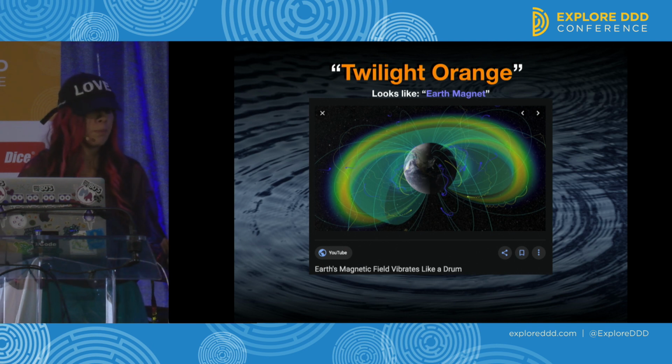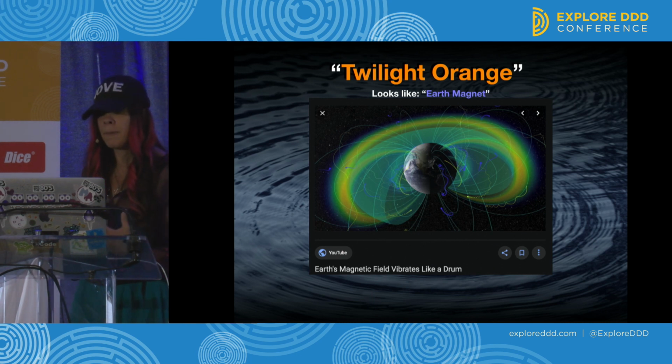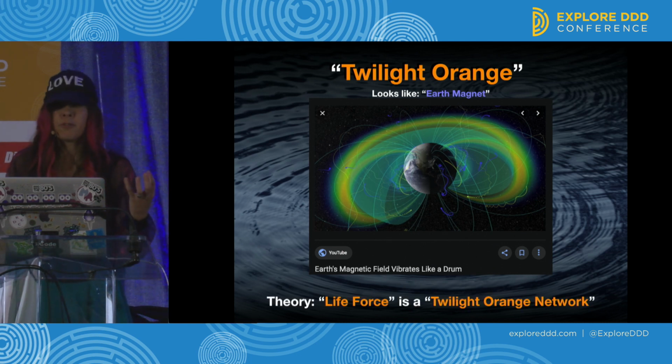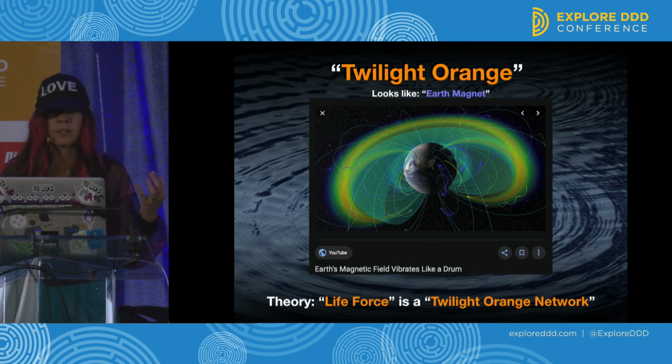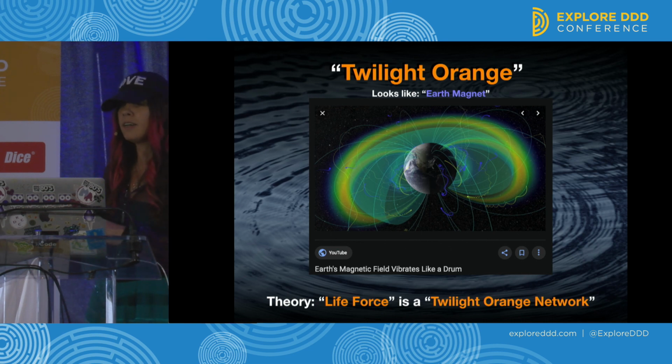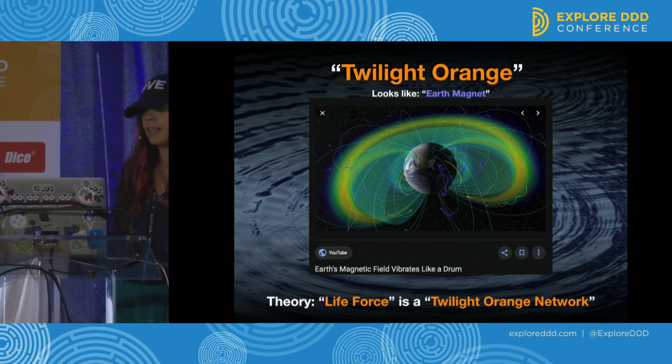this twilight orange, basically looks like the same structure as the magnetic forces of our Earth. And my theory is that life force, this motivation force that creates this richness of life, living systems at all scales exhibit very similar sorts of emergent patterns. And if you look at complexity theory and cognitive science and social sciences and physics, there's this convergence of ideas on what looks like a universal function. And my belief is this universal function is actually quite simple. It's basically a twilight orange.